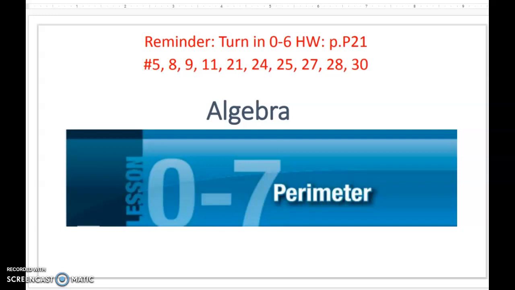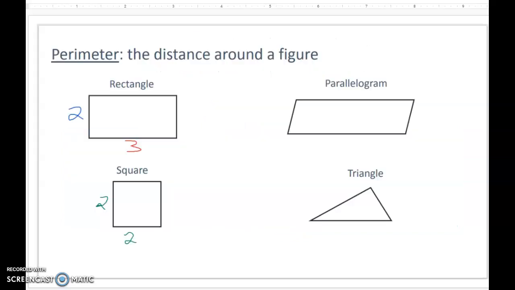All right, we're going to take a look at 0-7 today, which is talking about perimeter. Let's go ahead and get started here. So, perimeter. I'd like you to make sure you have this in your notes. Please copy this down. Perimeter, the distance around a figure.